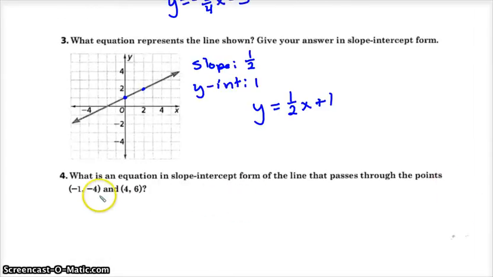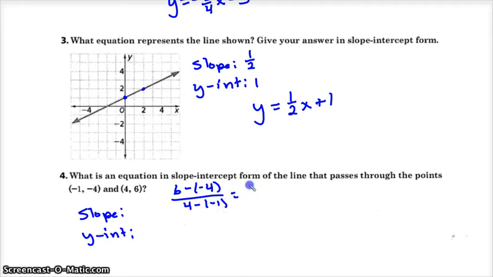And in question number 4, I first need to find the slope, then I can find the y-intercept, and then I can write them in the equation of a line. So to find the slope, I am doing 6 minus -4 divided by 4 minus -1. That's 10 divided by 5, which is 2. So my slope here is 2.